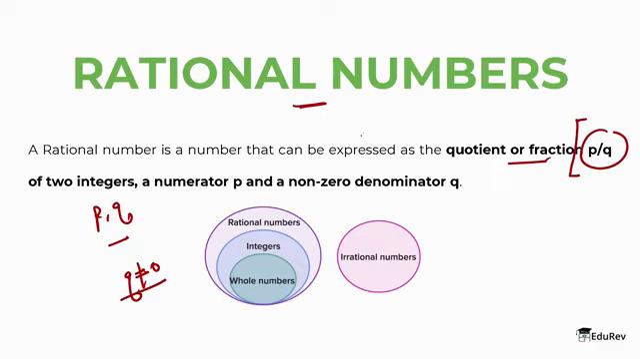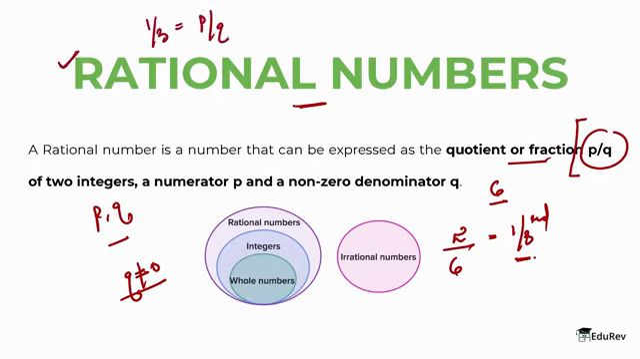Therefore, when you split the pizza into 6 pieces and pick 2 out of them, you will have 2 by 6th of a pizza, or I can say 1/3 of a pizza. And this 1 by 3 is nothing but a rational number, because 1 by 3 is of the form p by q, where q is not equal to 0. I hope you have understood till here.